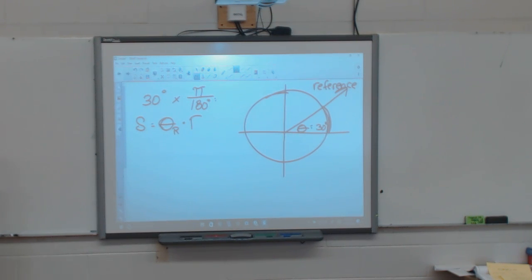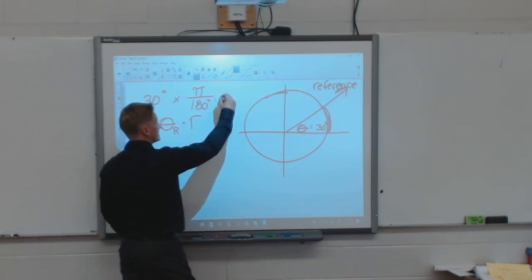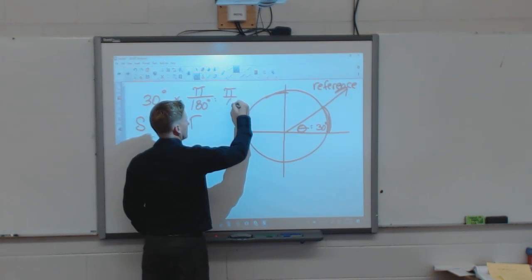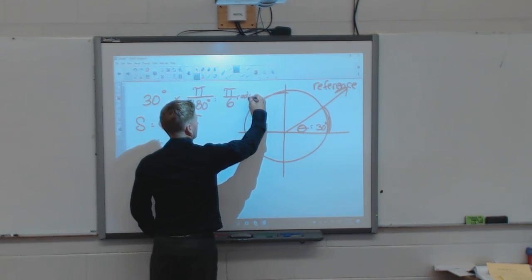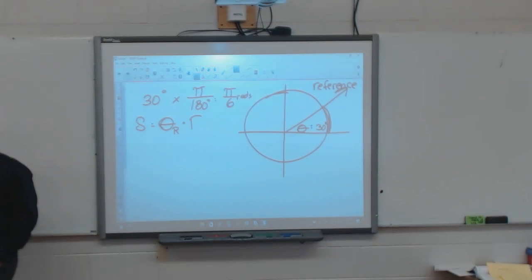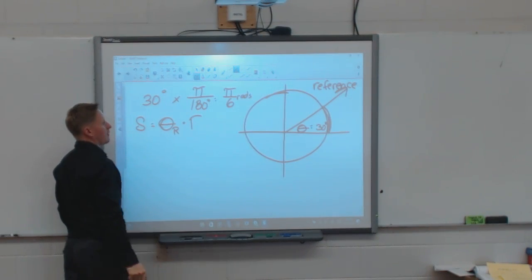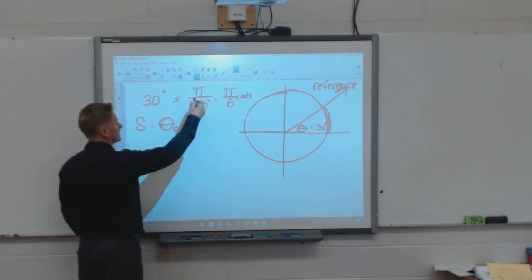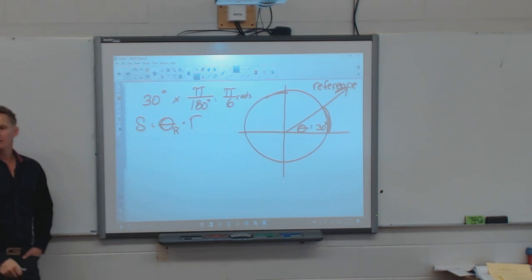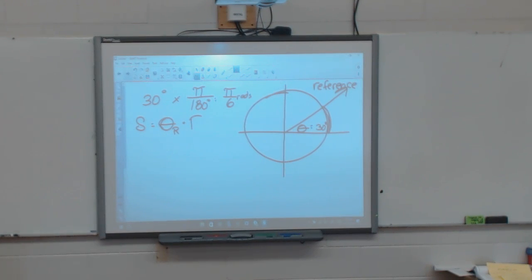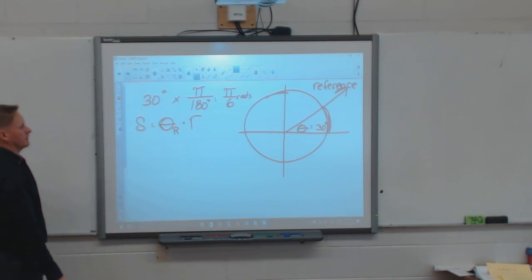30 pi over 180 reduced is pi over 6 radians. Okay? So this is again something we looked at last year. I just multiply by my ratio. If I want to change from radians to degrees, I just flip this ratio. All right? Pretty straightforward concept so far.